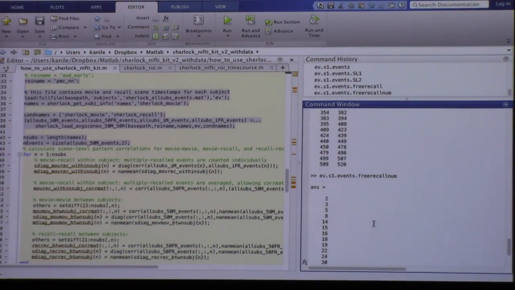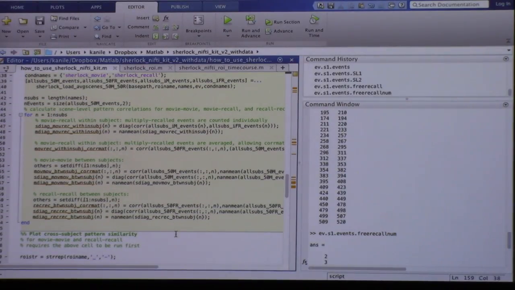We're going to use these start and stop times to go to the brain data for the movie and for the recall, pull out one scene at a time, and then create an average value for each scene for every voxel in the ROI.